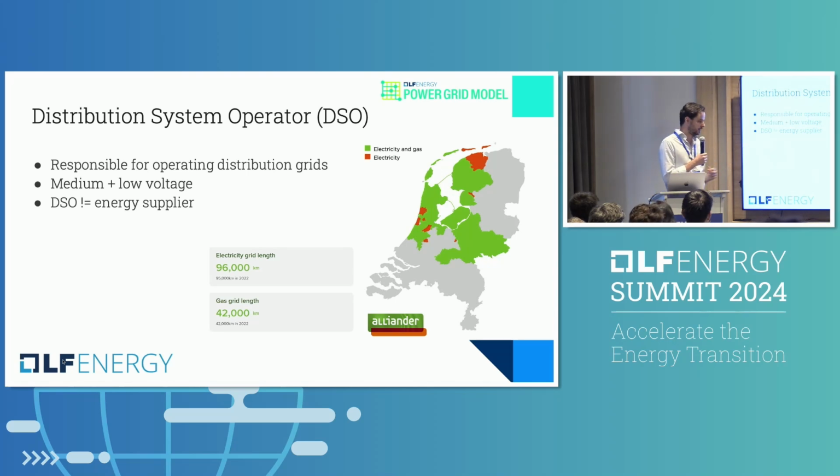So then Alliander, that's the company that I work for. We have roughly 1/3 of the Netherlands, both in electricity and gas. So in 2022, the length of our electricity grid was almost 100,000 kilometers. So it's expanding every year. These are a bit old numbers.